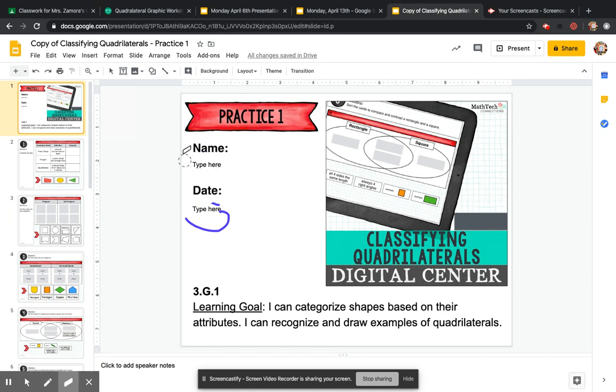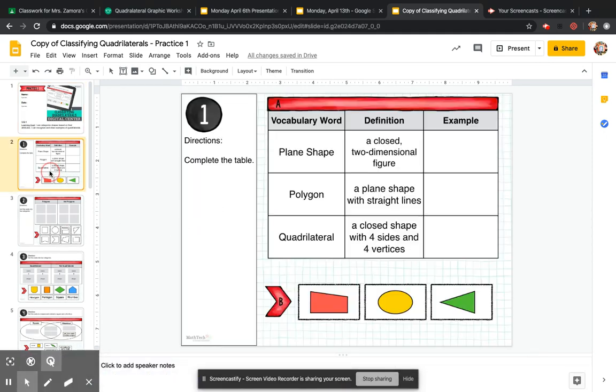And make sure you are not in present mode when you're doing this because the tools won't work if you are in present mode. All right, on this slide, you have some vocabulary words that you need to know before you go to third grade, and those words are plane shape. A plane shape is a closed two-dimensional figure. Notice it didn't mention anything about straight lines, okay? So there's a big hint right there.